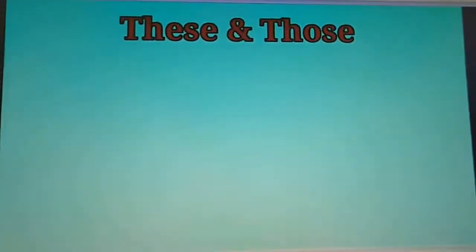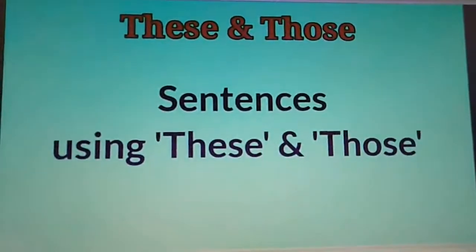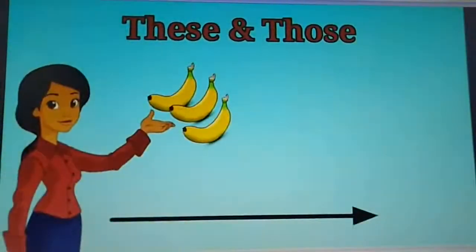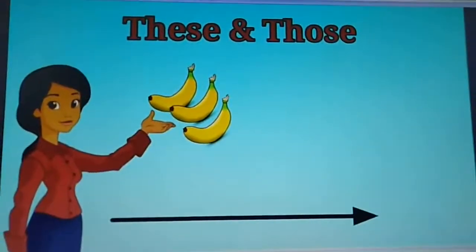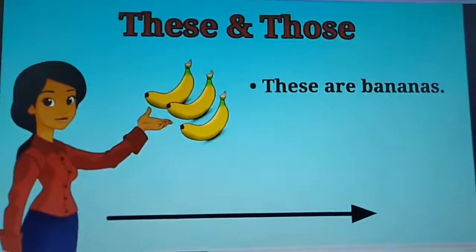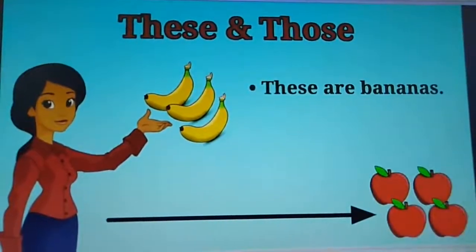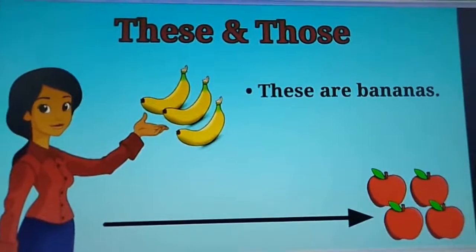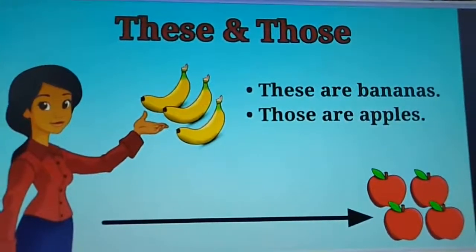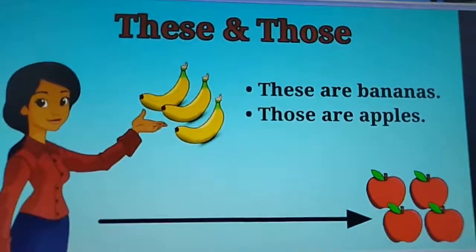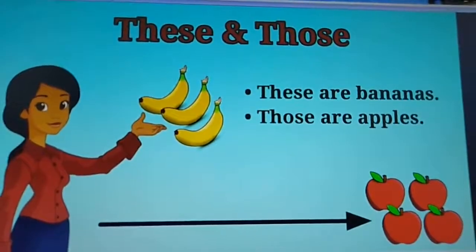Here, next. Sentences using these and those. Yes. Banana. Just now we have solved the exercise, children. The bananas are close. We say these are bananas. Here apples are far away. We say those are apples. Yes, you can see the sentence. Those are apples.